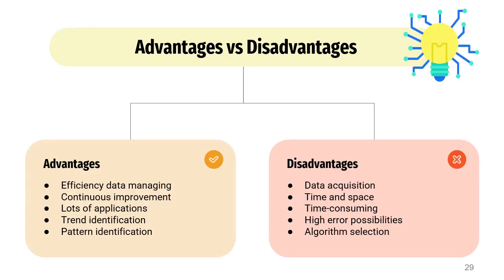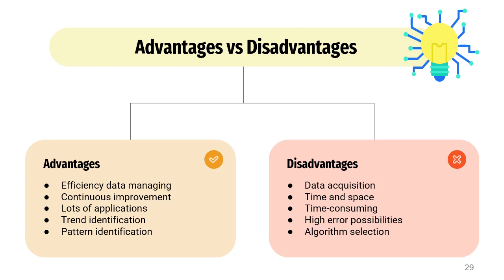So these are the advantages versus disadvantages of machine learning. Advantages are efficiency, data managing, continuous improvement, and lots of applications. We have millions and millions of applications in the field of machine learning in healthcare. Disadvantages are data acquisition, time and space consumption, time consuming trend identification, and high error possibilities. So this is one of the main disadvantages of machine learning, high error possibilities.